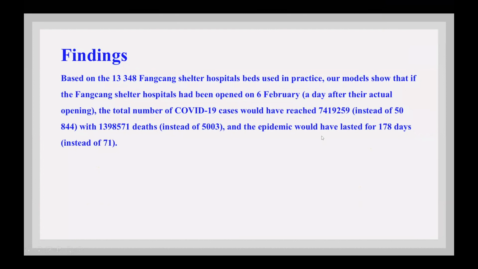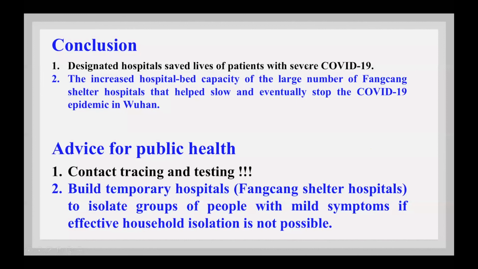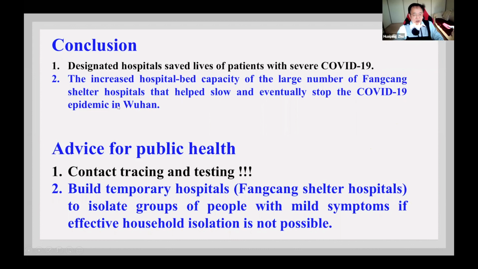But the conclusion here is we have two types of hospitals. One type is designated hospitals, which help to save lives. For severely infected people, you put them into designated hospitals. The second type is Fangcang hospitals. For Wuhan, it was really the increased hospital bed capacity from the large number of Fangcang hospitals that helped slow down and eventually stop the epidemic.